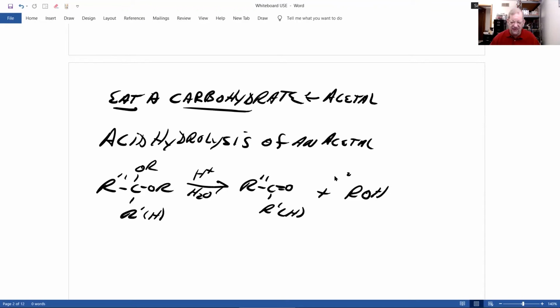And for those who like to put a 2 there, you can. I don't. Can I make it any smaller? I'll try. But you should know when you eat a carbohydrate, how to describe it with words, acid hydrolysis of an acetal, how to describe it with this general reaction.